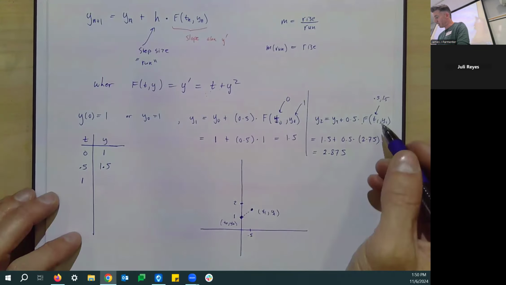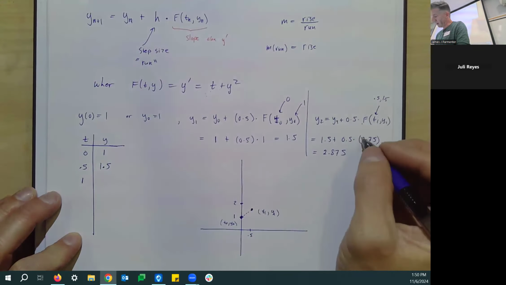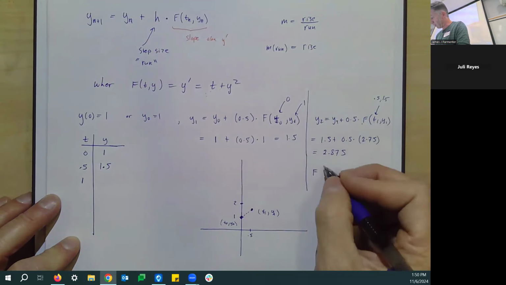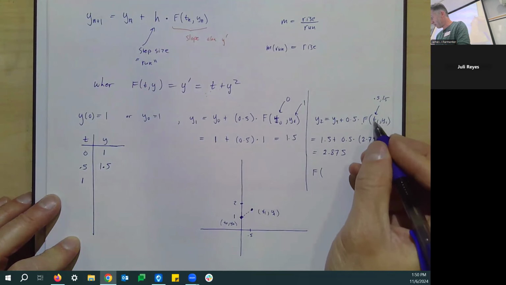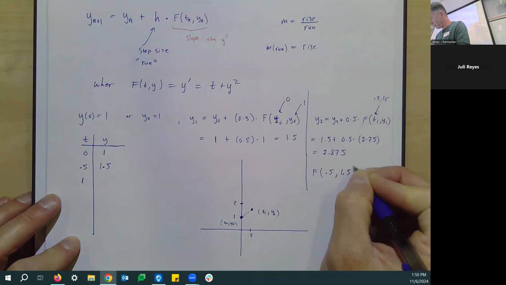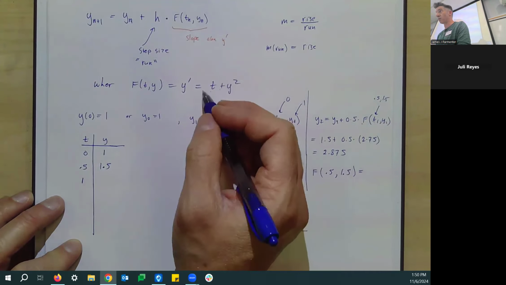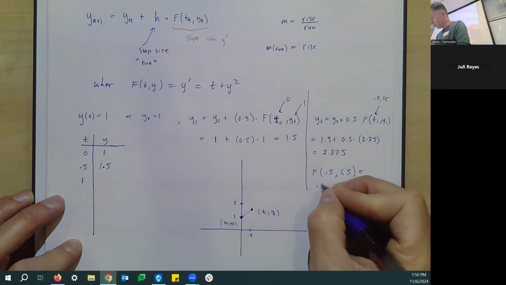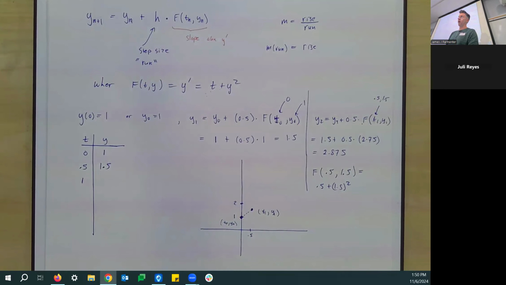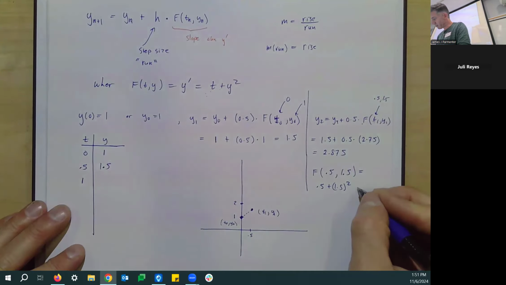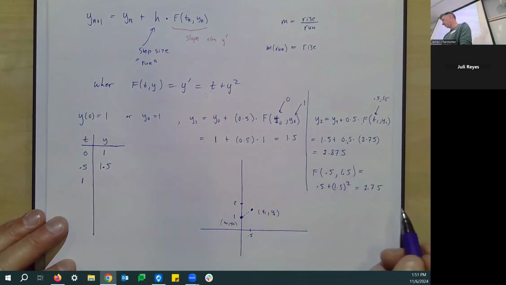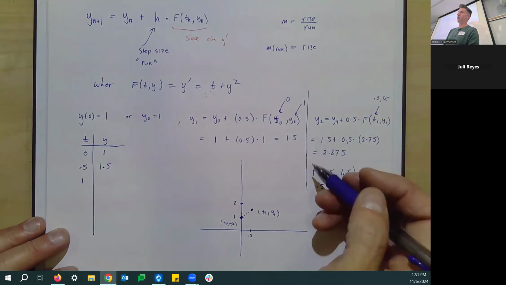Yes, I plugged in. I'm skipping my work a little bit. So that's my f of 0.5 comma 1.5, and then plugging that into the differential equation here, I'm getting 0.5 plus 1.5 squared, which is 0.5 plus 2.25, which is 2.75. Then I'm multiplying that by a half and getting 1.375, and then adding 1.5 to get 2.875.